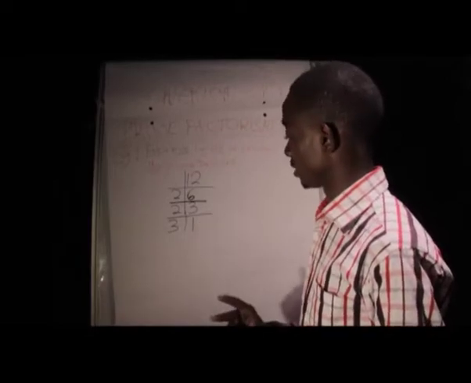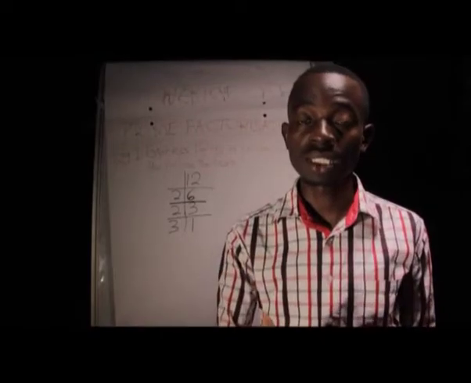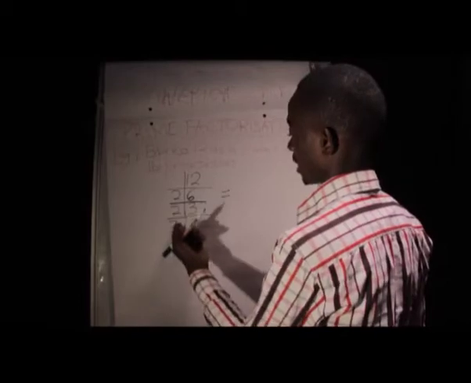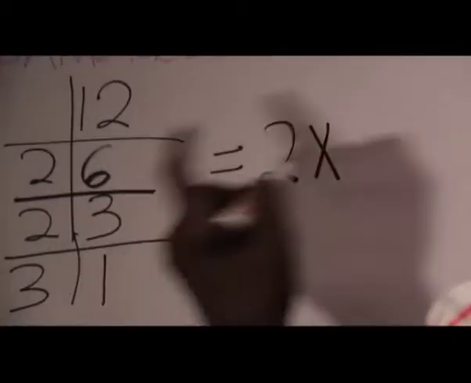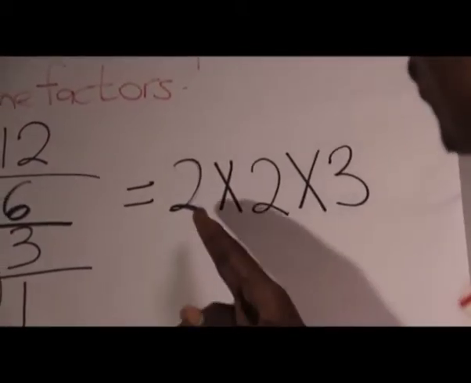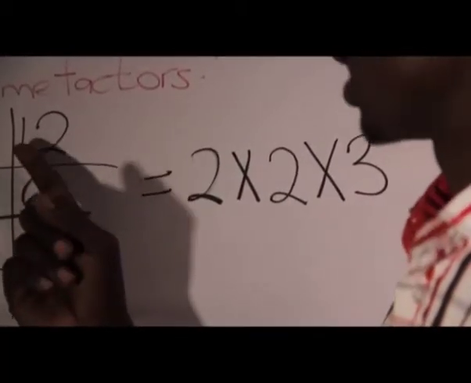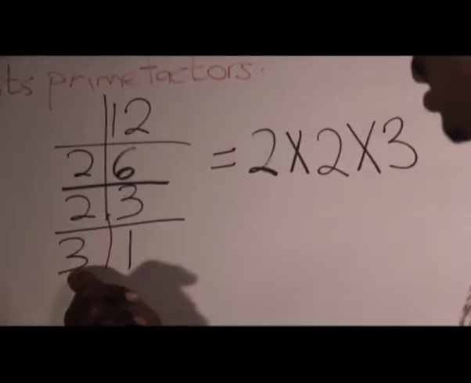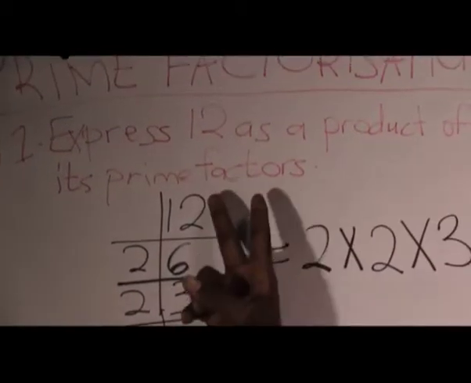Now, after I've gotten this, I come and express these numbers as a product. And we know that product means multiplication. So on my side here, I'm going to have 2 times 2 times 3. Because we know that when you get 2 times 2, you get 4, and 4 times 3 takes you back to 12. So I can express 12 as a product by getting 2 times 2 times 3. Because that is what the question asks: express 12 as a product of its prime factors.